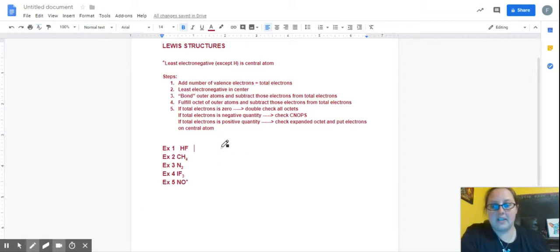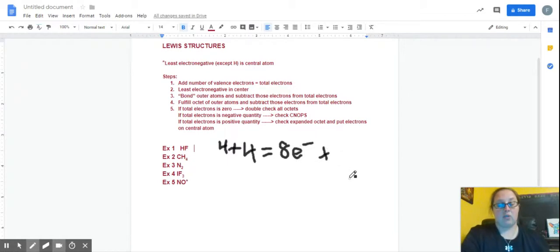All right, example 2. We're now working with CH4. So step 1, add those valence electrons. Carbon has 4 valence electrons. Hydrogen has 1, but since there's 4 of them, I say 1 plus 1 plus 1 plus 1, which is equal to 4. So that's 4 total for all of my hydrogens. So that also equals 8 electrons. I'm just going to put T for total.